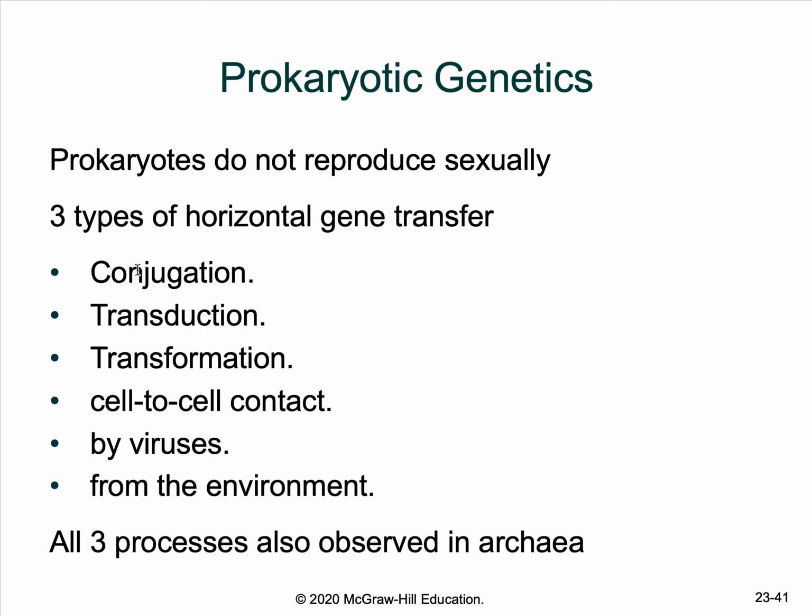Some of the ways that they can reproduce: it says here that they don't reproduce sexually, so this means they don't undergo meiosis. Some of the ways that they can get genetic variation is through conjugation, transduction, transformation, cell-to-cell contact, by viruses and by the environment. Another one that they didn't leave in is mutation. Mutation can also bring in more genetic variation, but I guess this is specific to how they reproduce. But just remember that mutations also bring genetic variation.